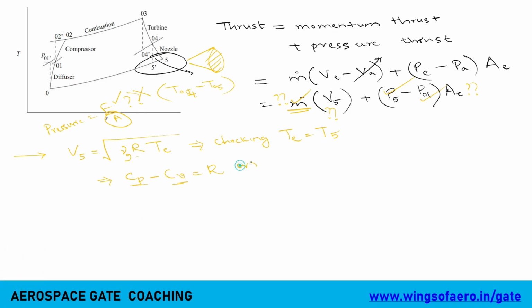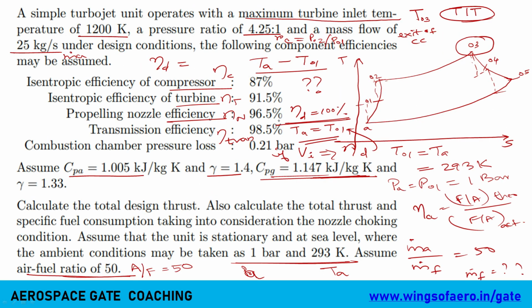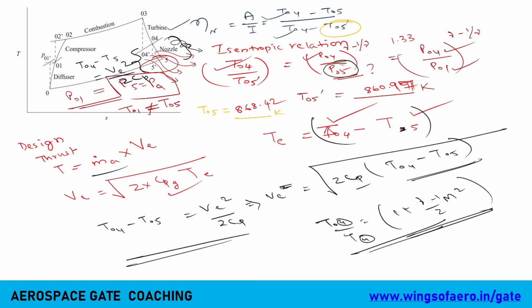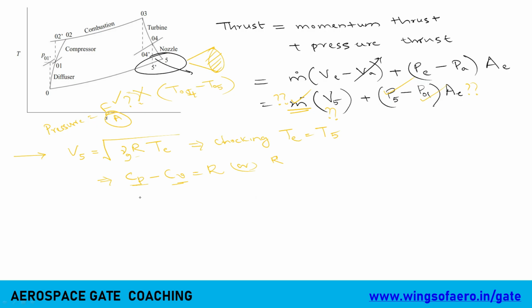Or else there is another formula. If CV is not given, then there is another relation, the basic thermodynamic relation: CP by CV equals gamma. Gamma value is given, isn't it? So from here you can write this R.